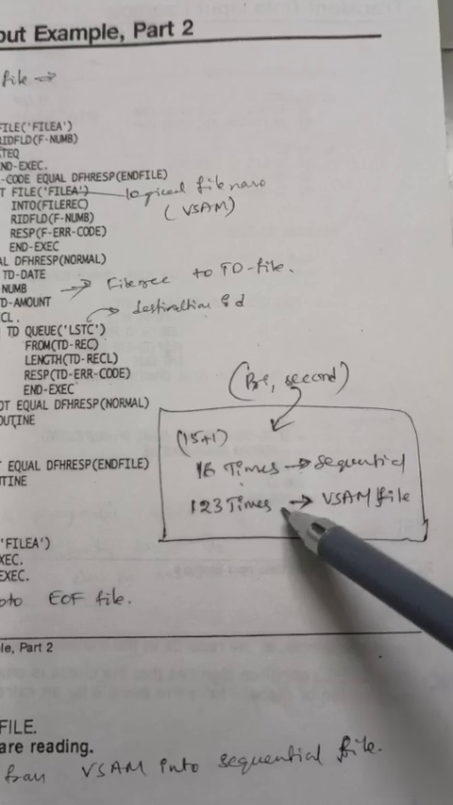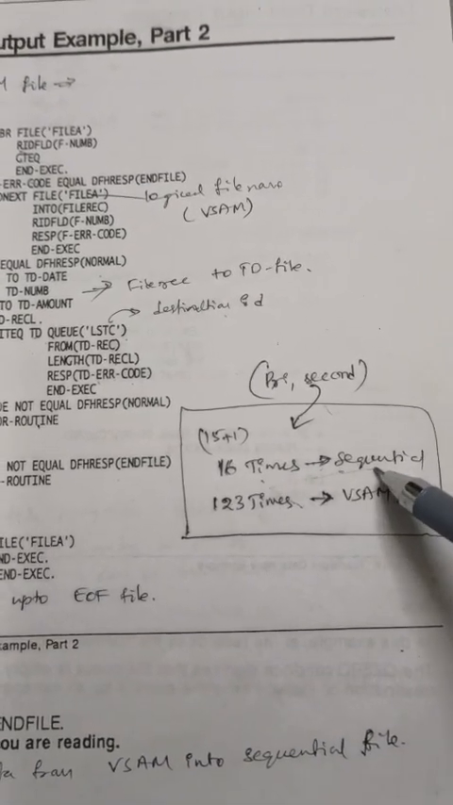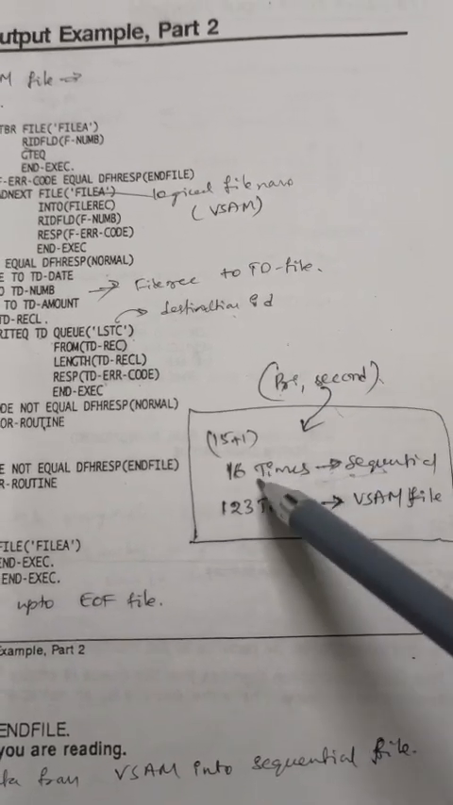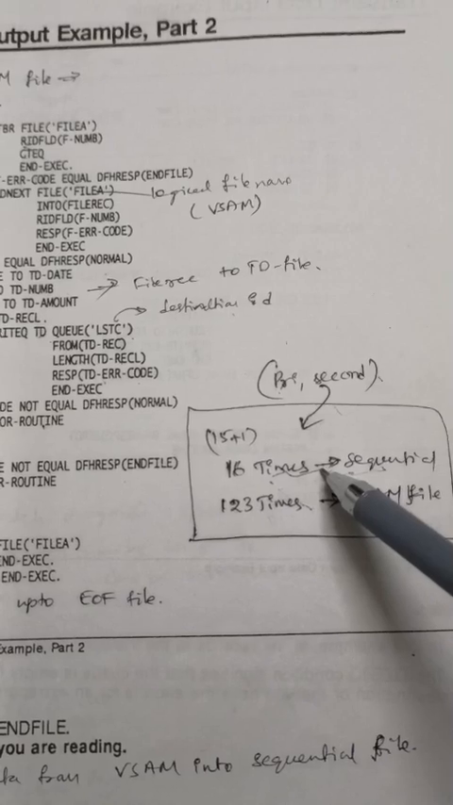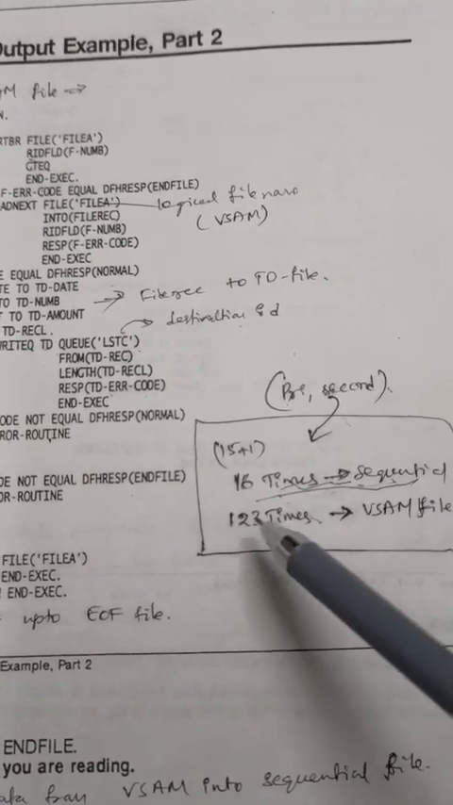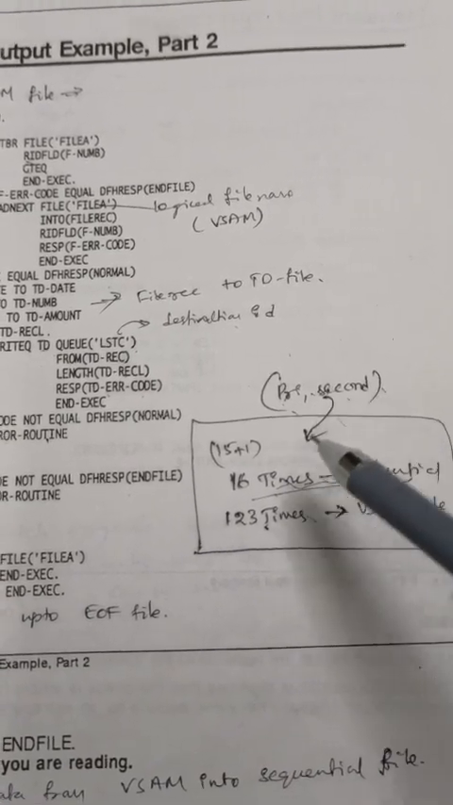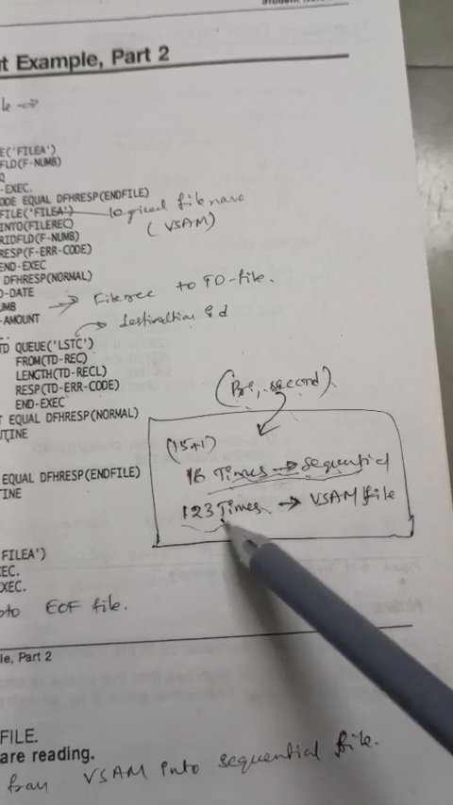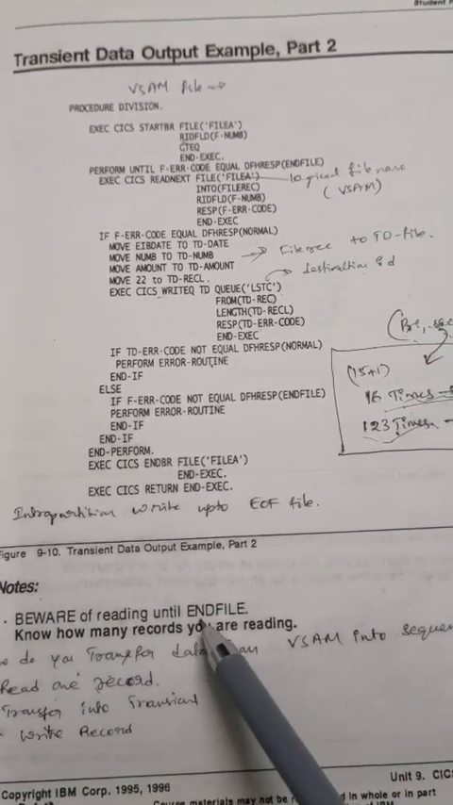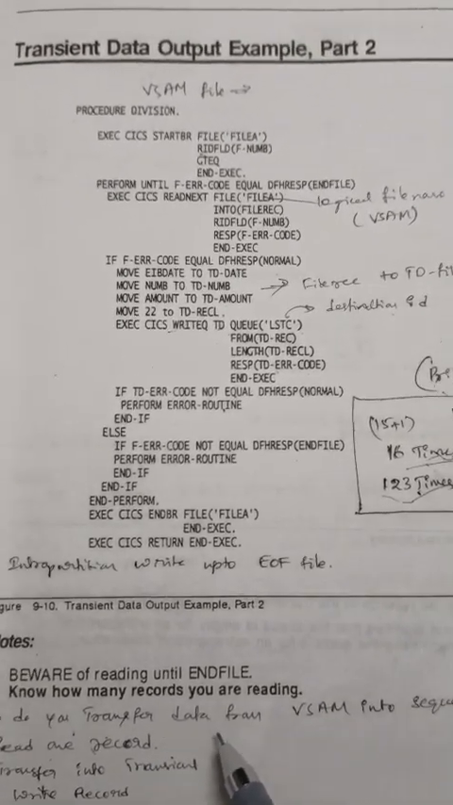And here is one more syntax, how we can identify the records for the primary: 16 times the sequential. These are the primary record and secondary record. Whenever a sequential record has a BSAM file, it is 16 times the sequential for the secondary time. How we can calculate the length of the file: this is a primary and secondary quantity, and the BSAM file has 123 times the secondary. Be aware of reading until the end of the file, and know how many records you are reading.